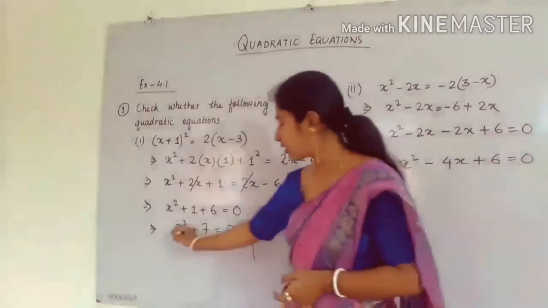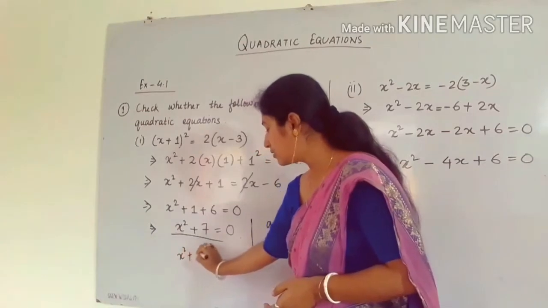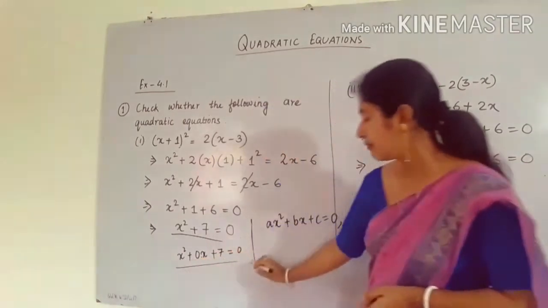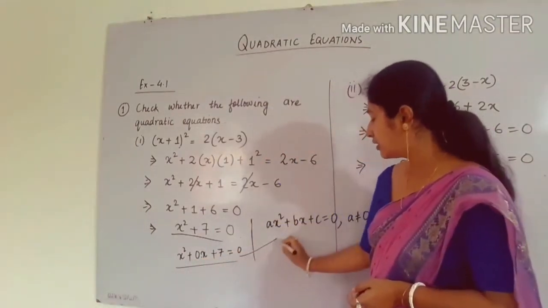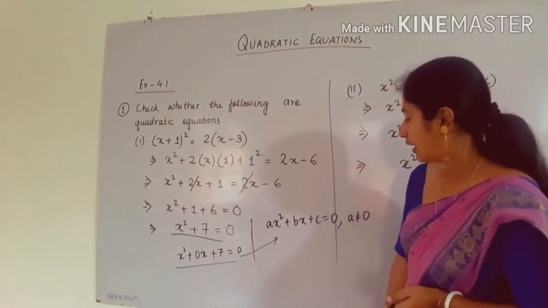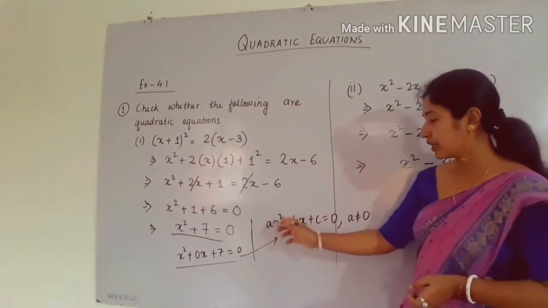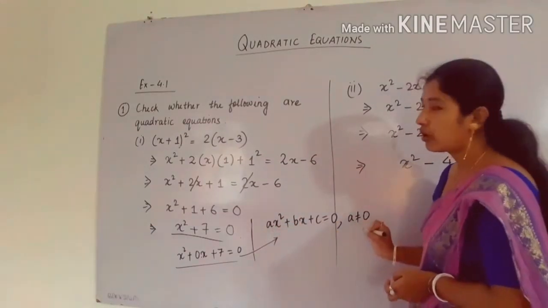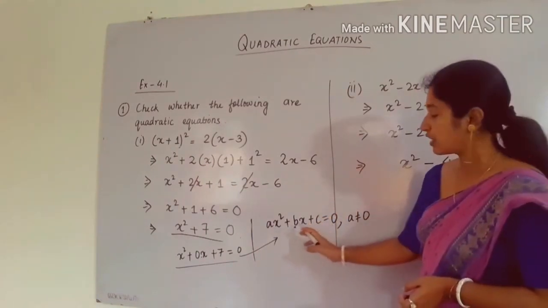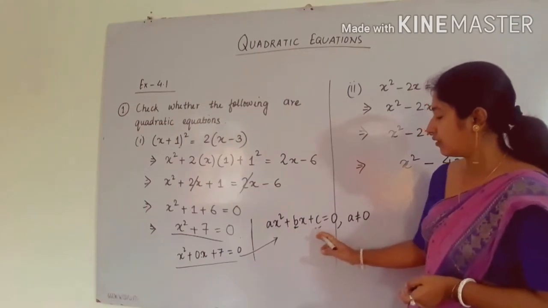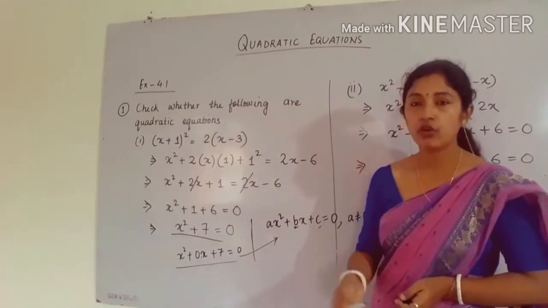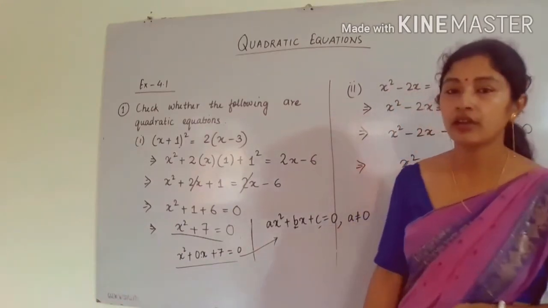We can write this equation like this also: x square plus 0x, that is 0 into x, plus 7. Why have I written it like this? For comparing this equation with the standard equation, I have written 0 into x plus 7 equal to 0. Here it is already given that a should not equal 0, but there is no limitation for b and c. So b and c can take real values, and in real values we have 0 also. So this is a quadratic equation.